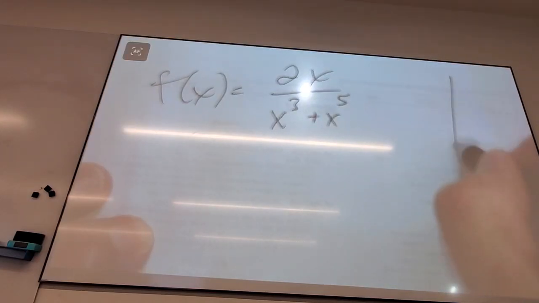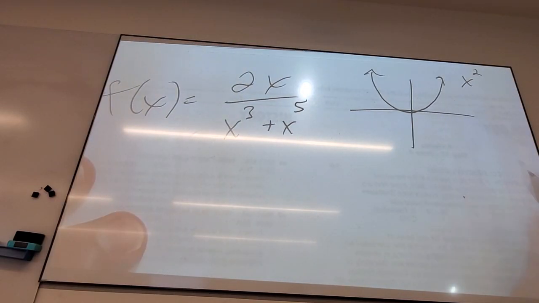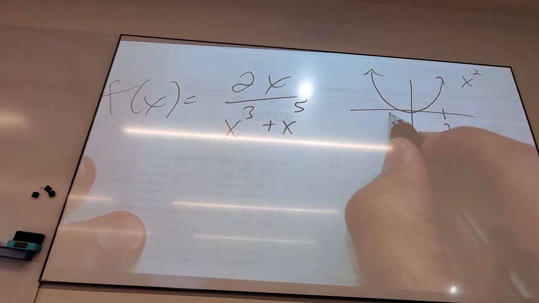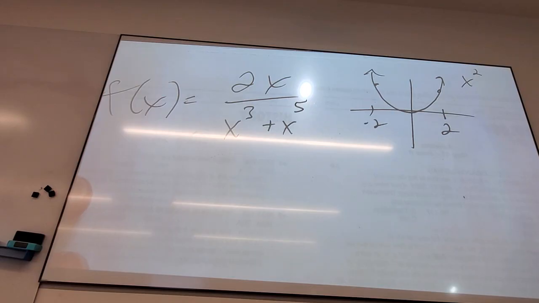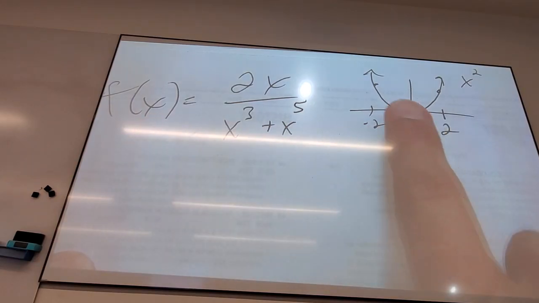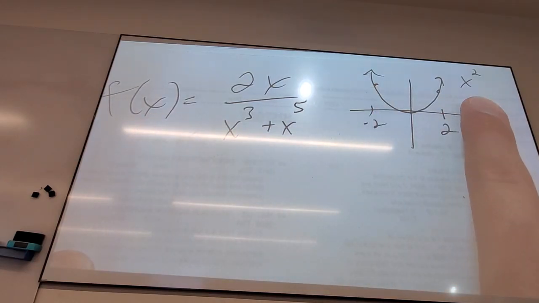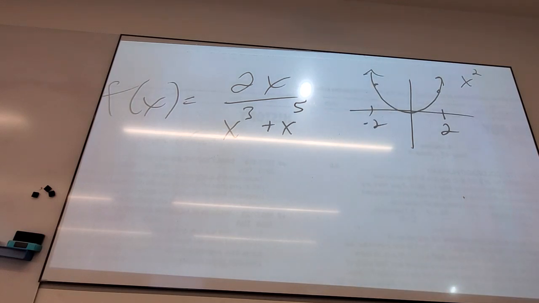An even function is like a parabola. Even is like the power is even, yes? So an even function, when I plug the negative number in, I'll get the same output. So the idea of an even function is if I plug a negative input in, my output is the same. X squared is even because 2 squared is 4 and negative 2 squared is 4. The output is the same even if I change the sign of the input.